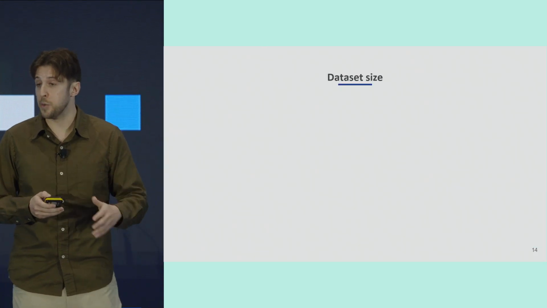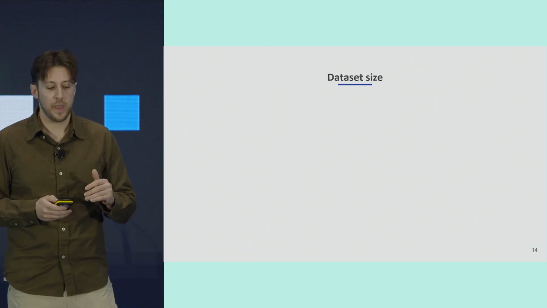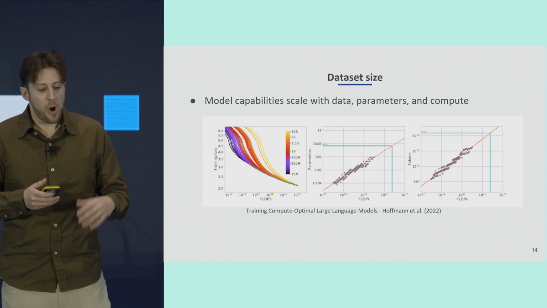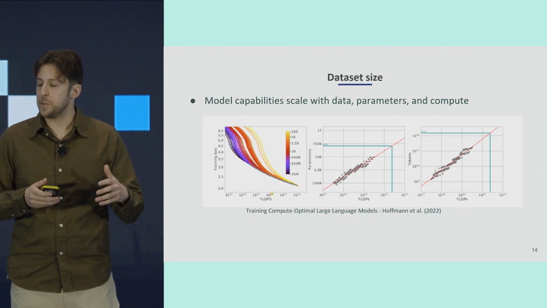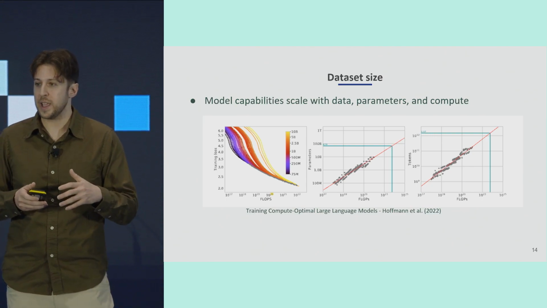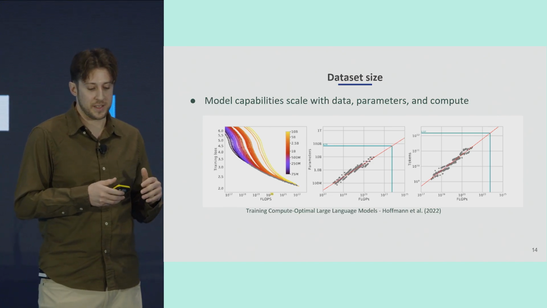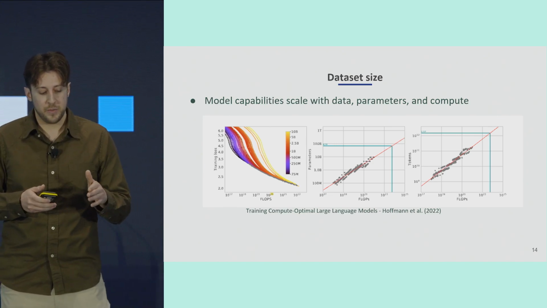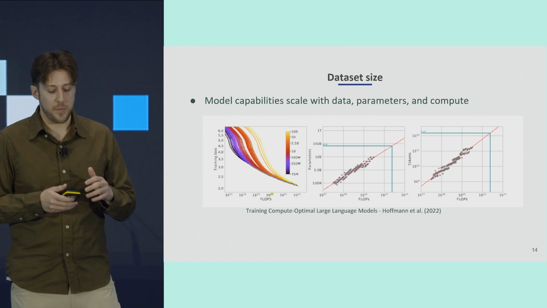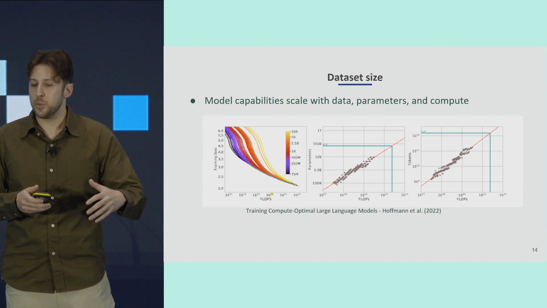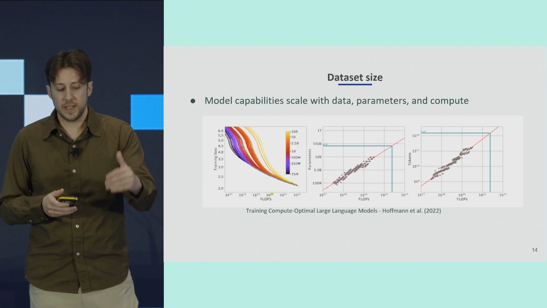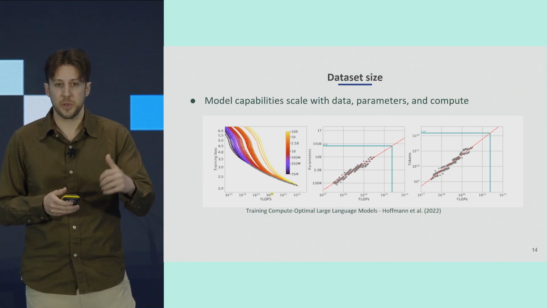Well, first is size, which is the most obvious one. And what we've learned in the last couple of years is that model performance and capabilities actually scale quite predictably with data, parameters, and compute. This is called the scaling hypothesis. This is a diagram from the Chinchilla paper, which was building on the original OpenAI scaling laws paper. You're basically able to predict what the ultimate performance of your model will be once you scale your data and you scale your parameters and you scale your compute together.